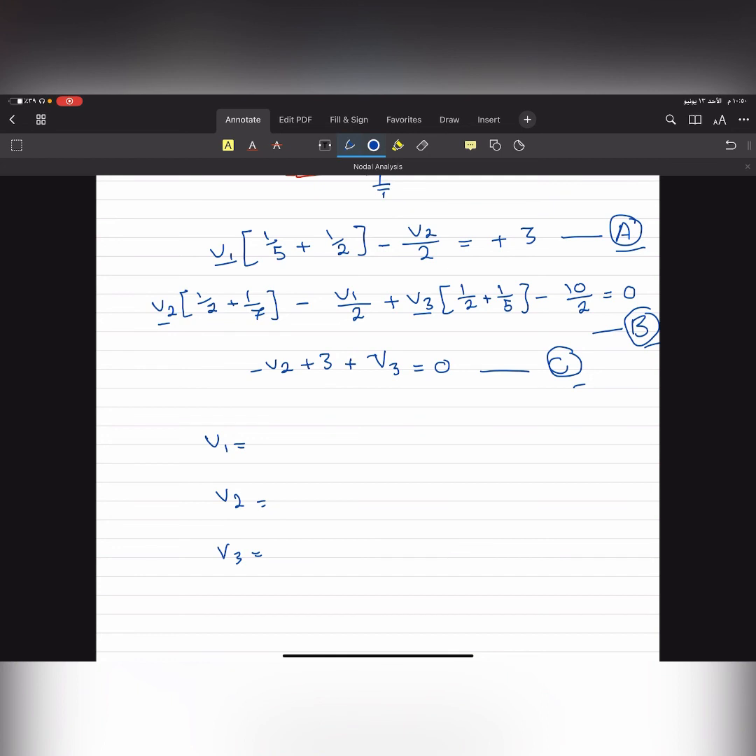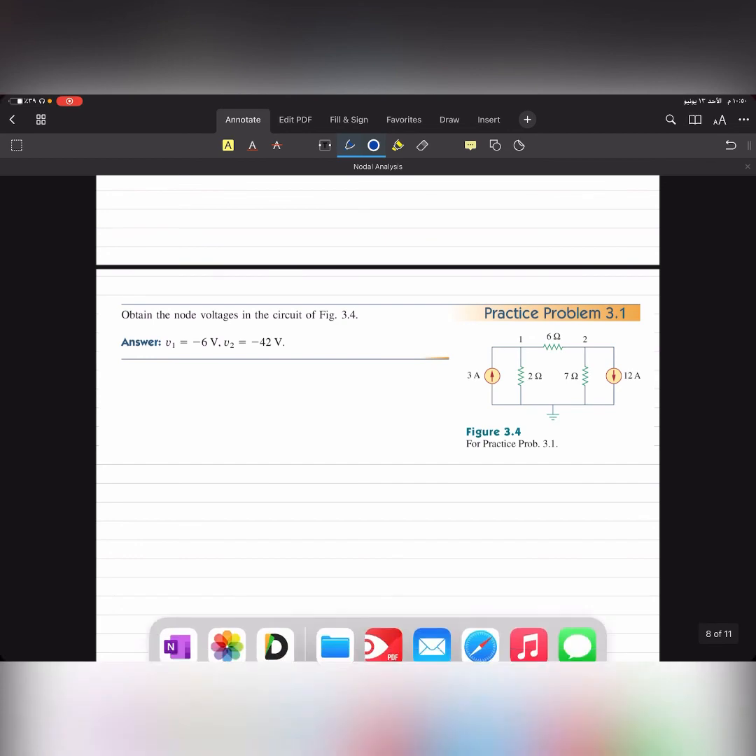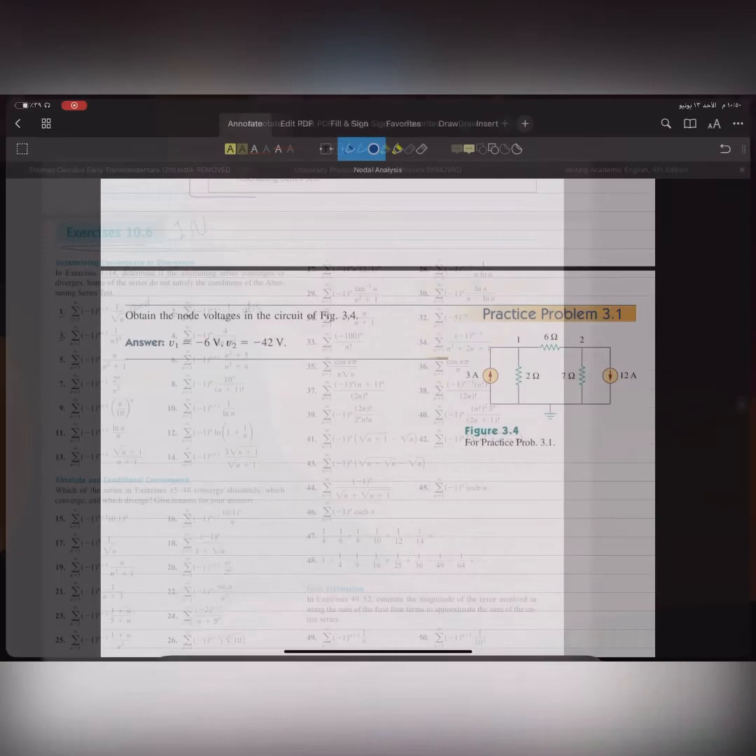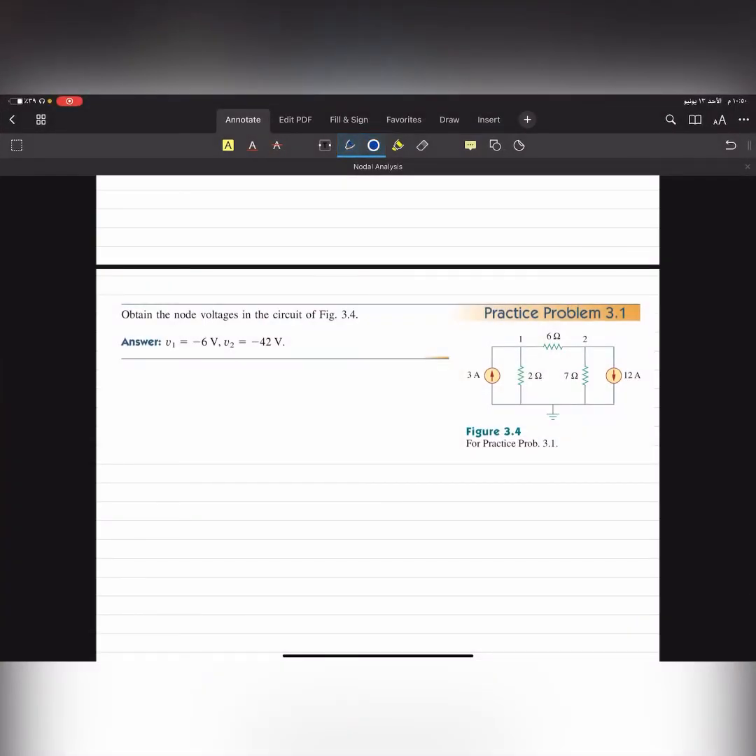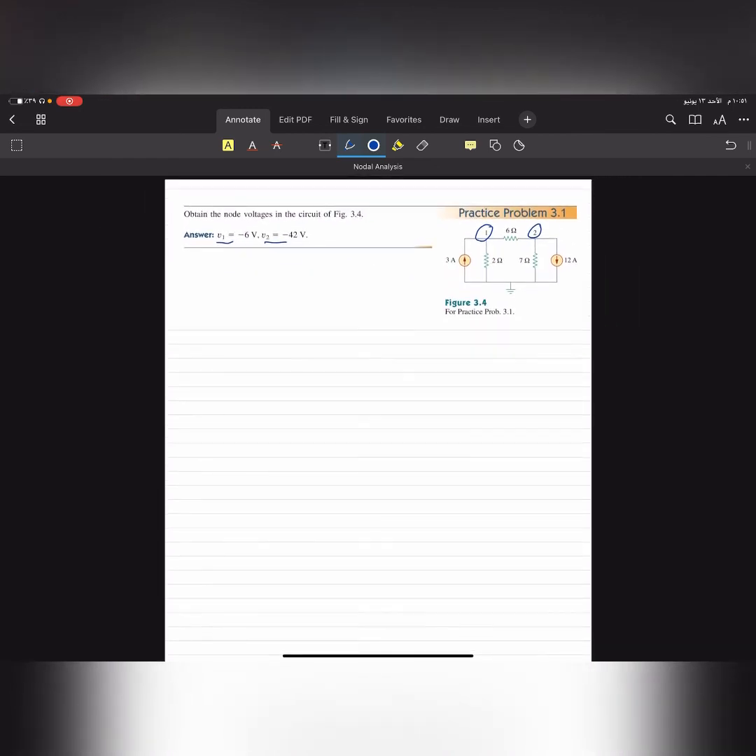But before I conclude the video, I put practice problems from our reference book, Fundamentals of Electric Circuits, 5th edition, written by Alexander, I forgot his name. But this book is very good actually, and there are a lot of examples you can practice. So exactly like this one, this is a practice problem. They are obtaining the voltage nodes, which is this one and this one, and you just put the answer. So you can solve these problems and check whether your answer is correct or not.